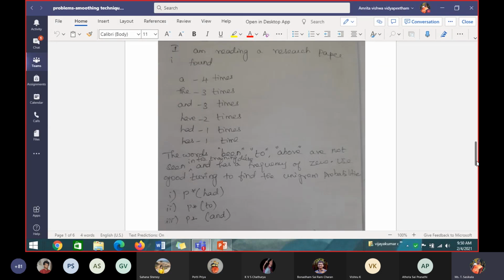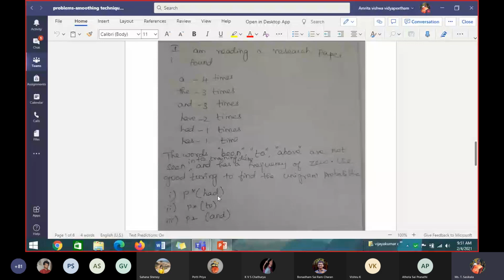Now, can you calculate using the Good-Turing formula P star of had, the probability for had? Can anyone try and tell me the value? I have the answers in the next slide, but I want you to try before showing it. Every time if I show, you will not try. So had is how many times it is occurring? What is the C value of had?